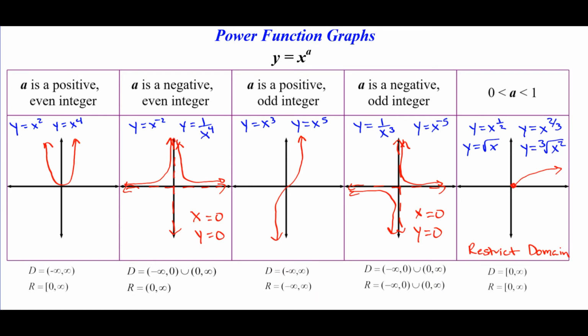So pay attention here. We're choosing to restrict the domain to be only the numbers from 0 to infinity. If we don't restrict the domain, then there's a lot of different variations of what happens on the left side of the graph. But if we restrict the domain, then all of the graphs will look similar. So when our exponent is between 0 and 1, it's going to look like the square root function. So since we're restricting the domain from 0 to infinity, the range will then also be from 0 to infinity.